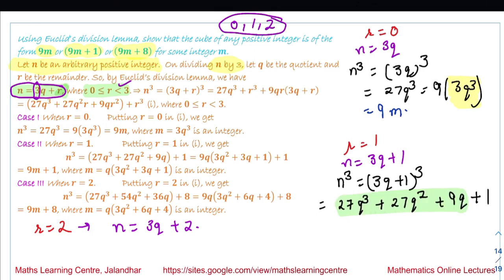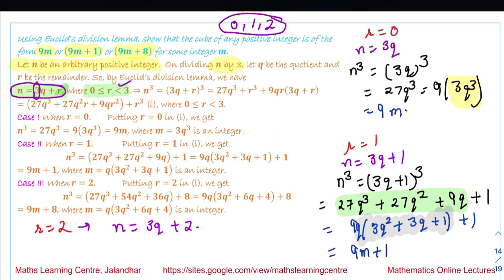Out of these terms, we are taking 9 common, and what we are left over with, 9q you can take common. So we are left with 3q square plus 3q plus 1, plus 1. This term I am talking about, I am substituting q into 3q square plus 3q plus 1 as m, and the answer that I will obtain is 9m plus 1.